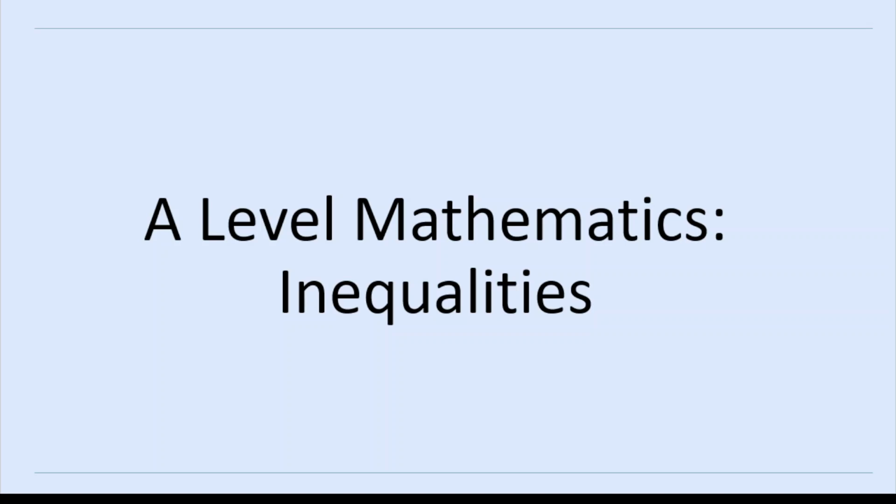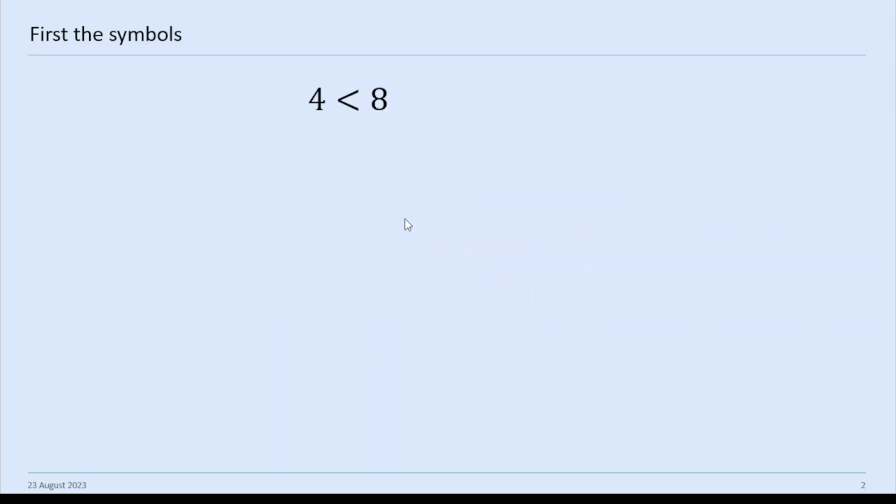I'm Simon. Today we're going to look at inequalities as part of the A-level mathematics syllabus. So firstly, let's look at the symbols. So this means 4 is less than 8. I can't help thinking about this as a crocodile with the mouth going towards the bigger number. I know it's just such a helpful way of remembering it.